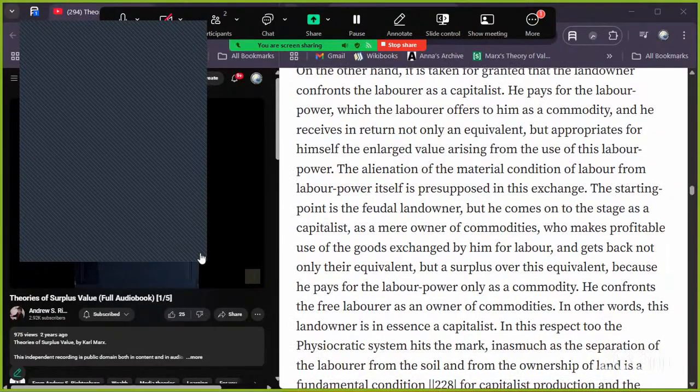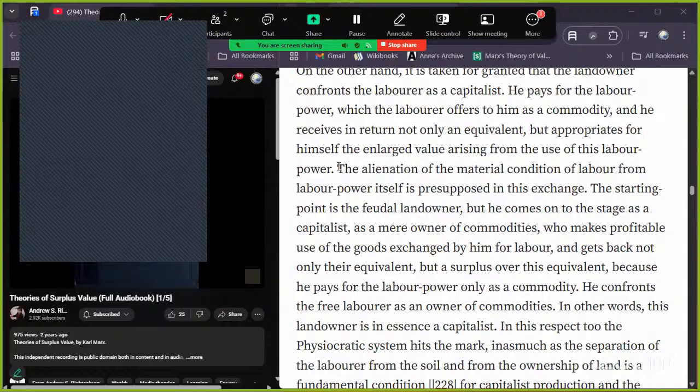On the other hand, it is taken for granted that the landowner confronts the laborer as a capitalist. He pays for the labor power, which the laborer offers to him as a commodity, and he receives in return not only an equivalent, but appropriates for himself the enlarged value arising from the use of this labor power. The alienation of the material condition of labor from labor power itself is presupposed in this exchange.